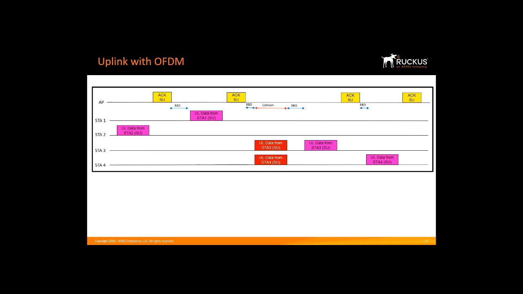Both Station 3 and Station 4 don't realize that they've collided and wait for an acknowledgement to come back from the AP. After neither one receives an acknowledgement back, then both do a random backoff. Then Station 3 wins the medium, gets the acknowledgement back, and then Station 4 wins the medium and gets the acknowledgement back.